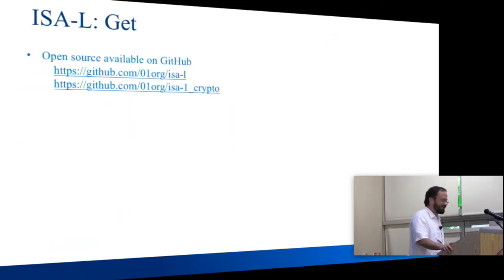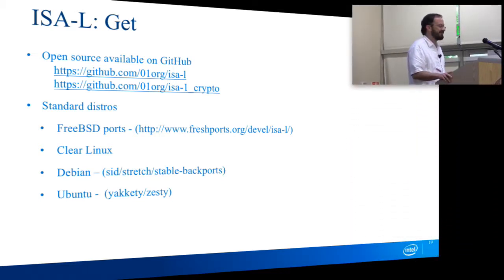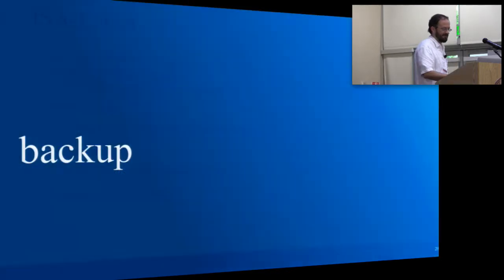As I said, it's an open source project. It's available. It's split into two repos: the non-crypto part and the crypto part. And it's in a number of standard distros. It's in FreeBSD ports, Clear Linux, Debian, Ubuntu. If you do apt-get install libisal2, I think, or libisal-devel, you get the library package. And that's all I have.